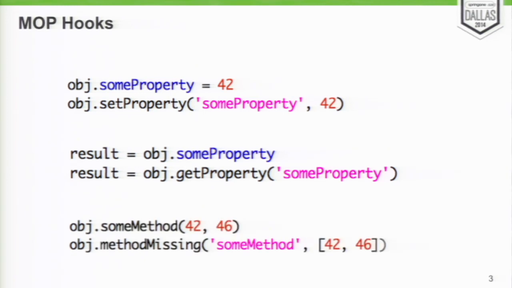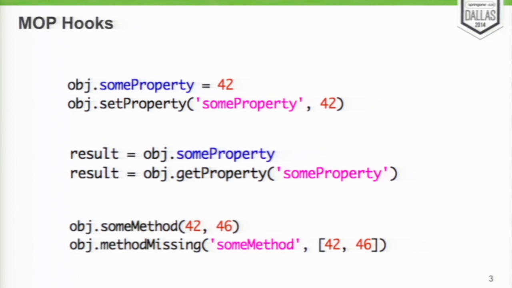And then finally, there's another MOP hook that is the method missing method. So if you invoke a method that does not exist on an object reference, so maybe some method doesn't exist, right? We're invoking a method named some method. If that method does not exist, normally what would happen is a missing method exception will be thrown. But if the class that obj is an instance of happens to have a method missing method in it, instead of throwing a missing method exception, the MOP will invoke the method missing method.